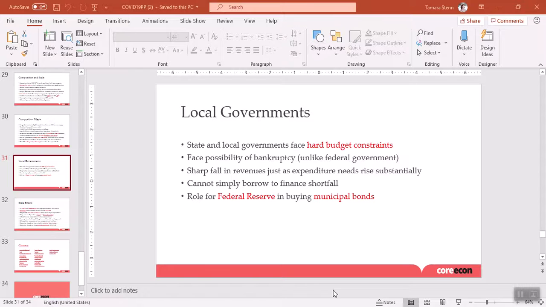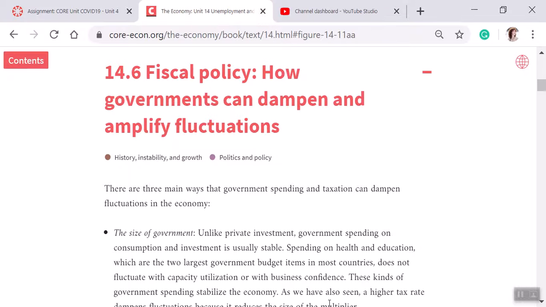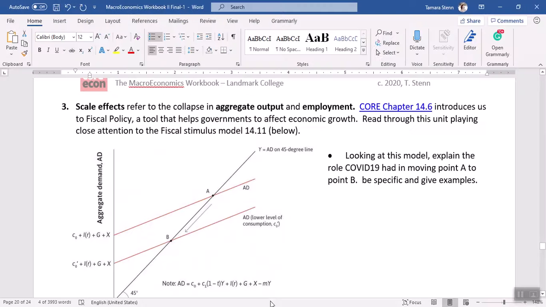Okay, here we go, guys. The last one of our economic lessons. Okay, question number 3 in our workbook. So let's go take a look at that. Here's our workbook. So question number 3 is looking at scale effects.